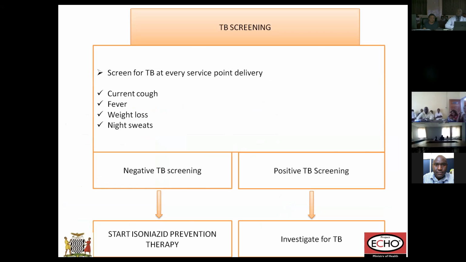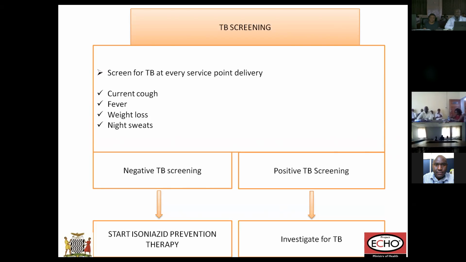So if we look at TB screening, it should be done at every service delivery point. Whatever contact that an HIV-infected individual makes with the facility, they should be screened for TB. The screening for TB is actually very simple. We ask if the individual has any current cough of any duration, any fever, weight loss, or night sweats. Any positive symptoms should prompt you to do some tests to screen for TB.